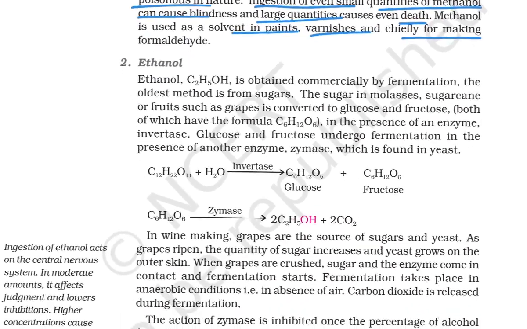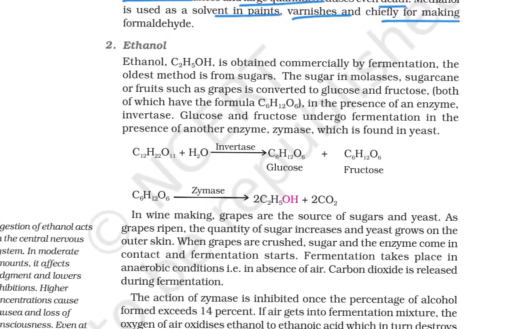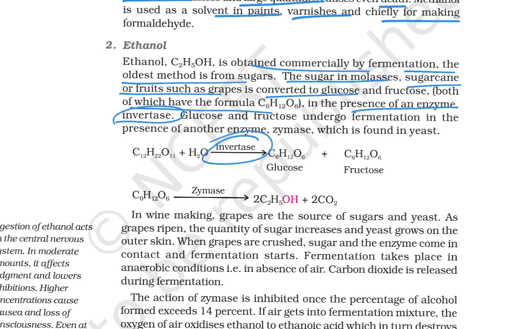Then we go for the preparation of ethanol. Ethanol is obtained commercially by fermentation, the oldest method, from sugar molasses, sugar cane and fruits like grapes. The sugar is converted into glucose and fructose, both of which have the formula C6H12O6, in presence of the enzyme invertase. Then the glucose and fructose undergo fermentation. In presence of zymase, there is a formation of alcohol.